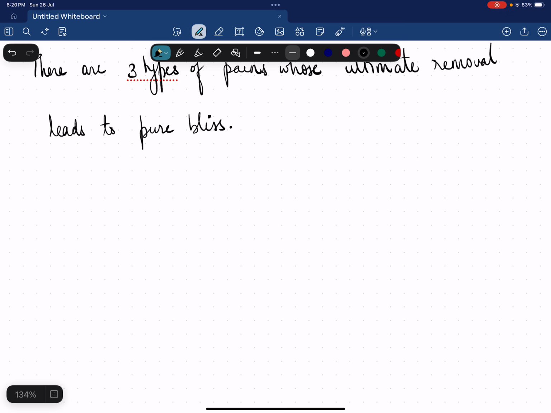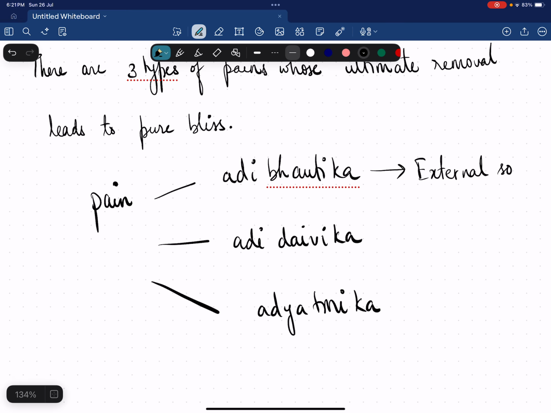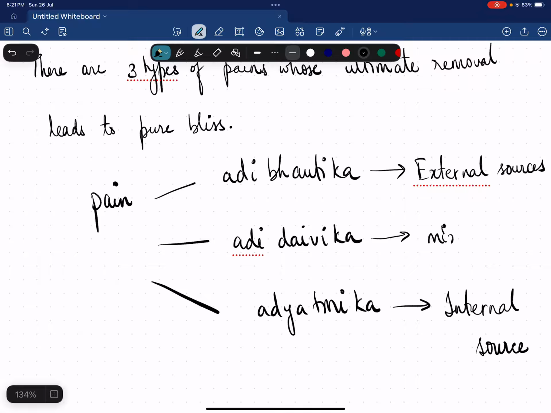So in Sankhya Darshanam, pain is basically categorized into three types. I'll write it down. One is, they call it Adi Bhautika. Adi Daivika. And the other is Adhyatmika. So Adi Bhautika is basically pain that you get from external sources. Adhyatmika is internal source. Adi-daivika is when it is a mixture of both and you exactly don't know how.